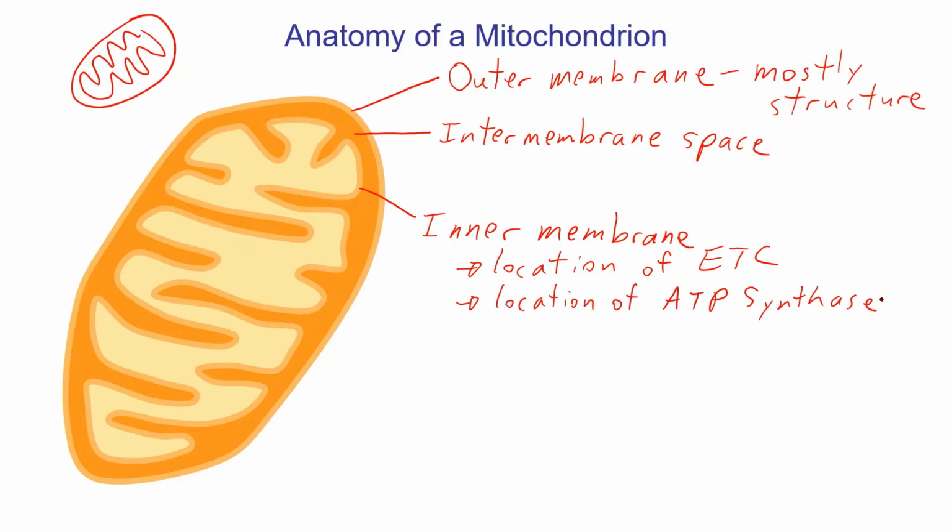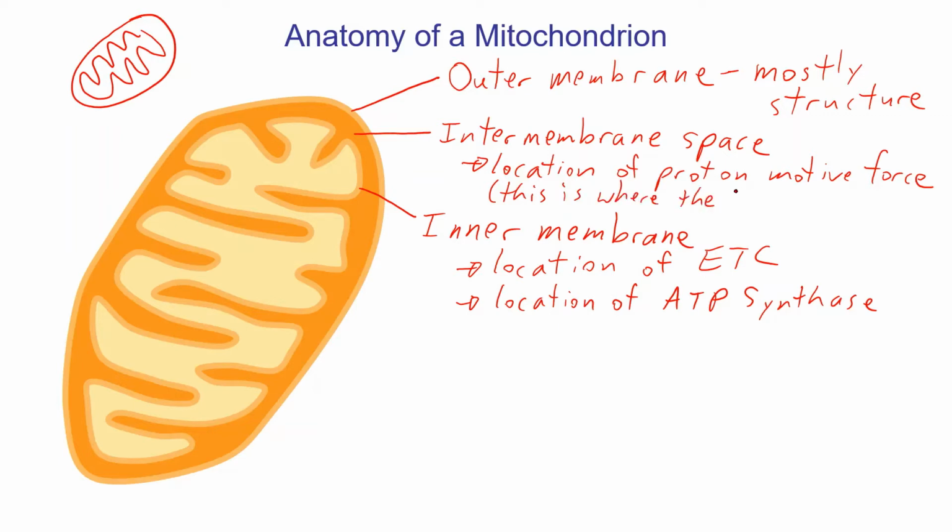So that last part here, the intermembrane space, this is going to be the location of something called the proton motive force. Another way to describe that is to say this is where the protons, so H+, are pumped. We'll be talking in a minute about what that means, because we are going to be talking about the electron transport chain and oxidative phosphorylation as a whole.